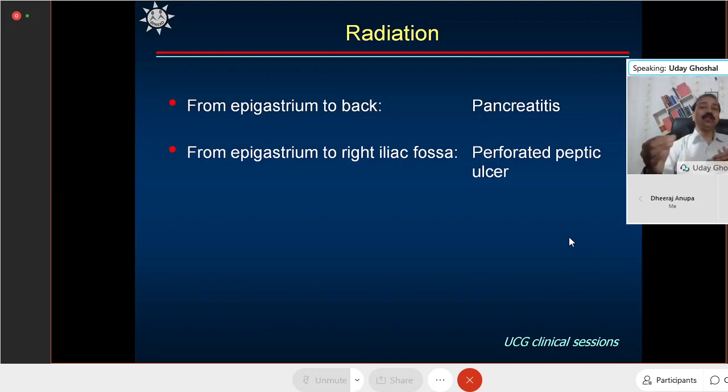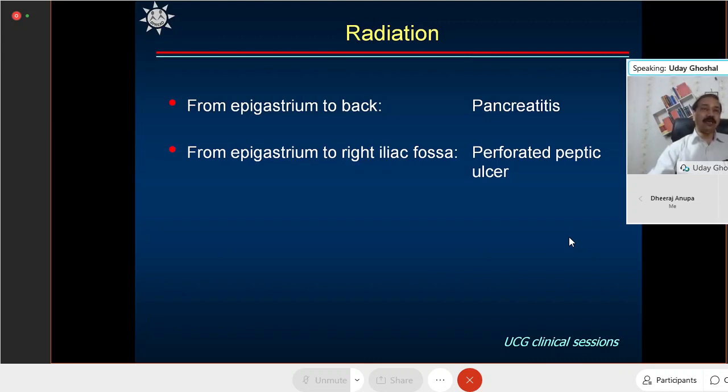So pancreatitis has retroperitoneal radiation of the pain to the back only in 50% of patients. Remember, it is not that 100% of patients with pancreatitis will have radiation of the pain to the back. Typically, you ask, how commonly do they have radiation of the pain to the back? It is 50%. And forward leaning position actually reduces the pain.